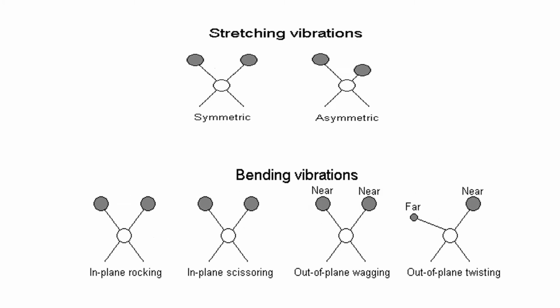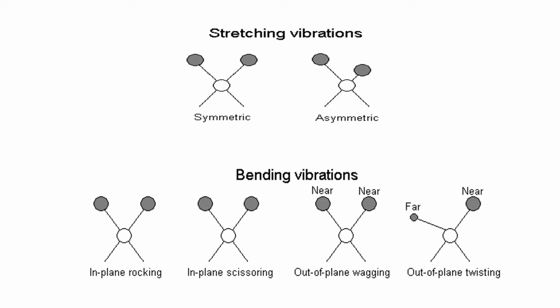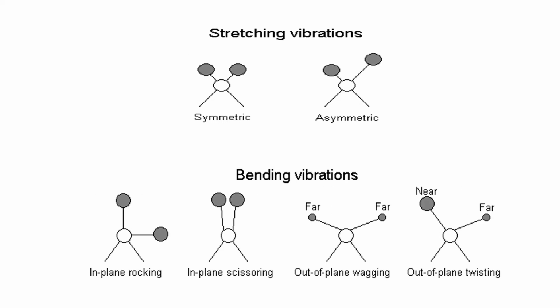In plane rocking, there is no change in the bond angle, but they are moving towards one side. Again, they are rocking towards the other side. Scissoring, there is decrease in bond angle.